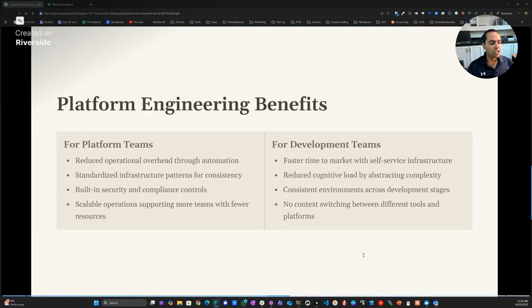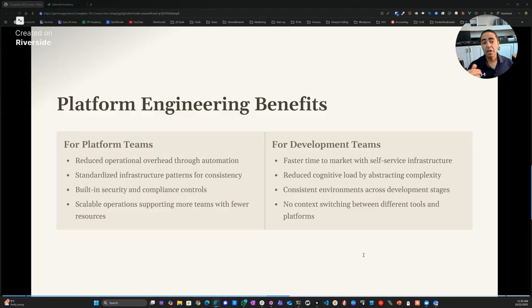So some of the platform engineering benefits: platform engineering teams can now reduce operational overhead through automation. They can standardize infrastructure patterns for consistency and built-in security and compliance controls, and have scalable operations, supporting more teams with fewer people. Development teams benefit from faster time to market. They move much faster. They have self-service infrastructure. They can build whatever they need really quickly. Reduce cognitive load by abstracting complexity.